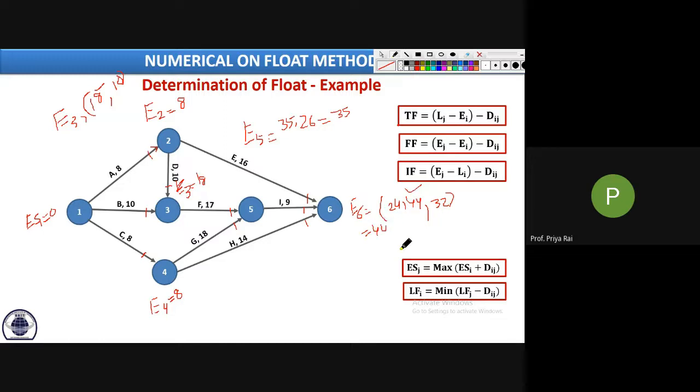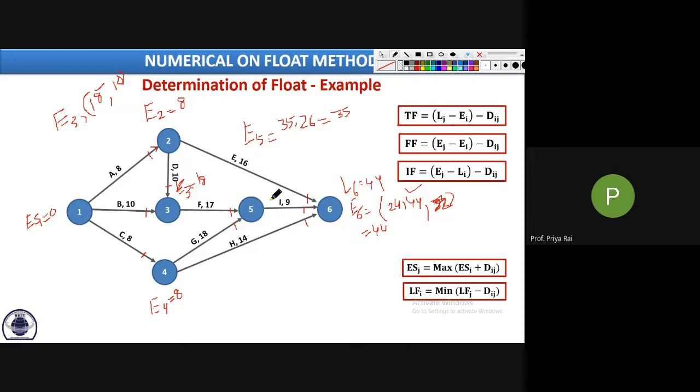Now we will go in the backward direction for calculating LF. Let us start from L6. What is L6? 44. Okay, whatever the value of ES at the last event, that will be your value of L for the last event.